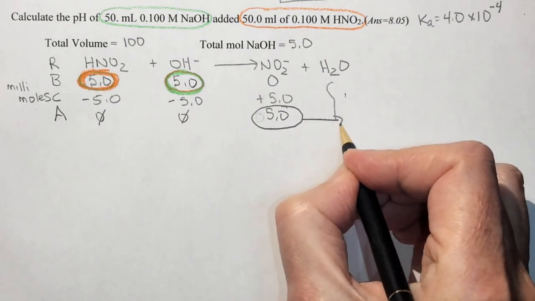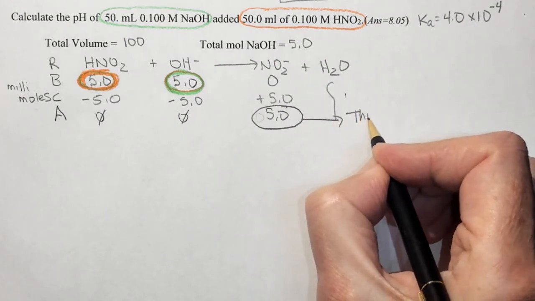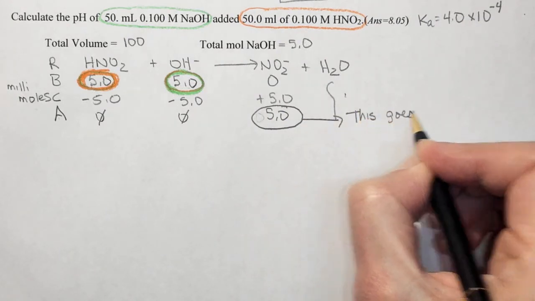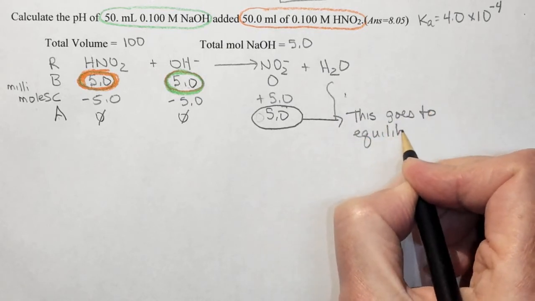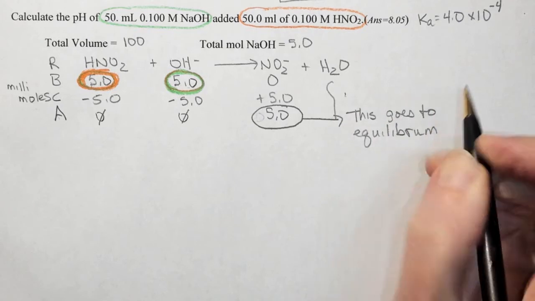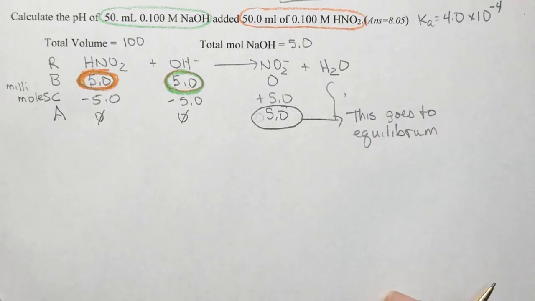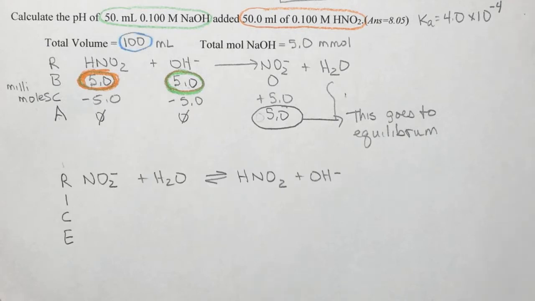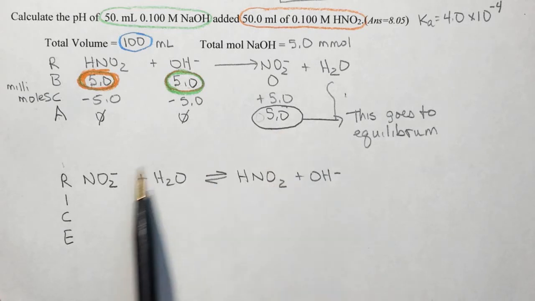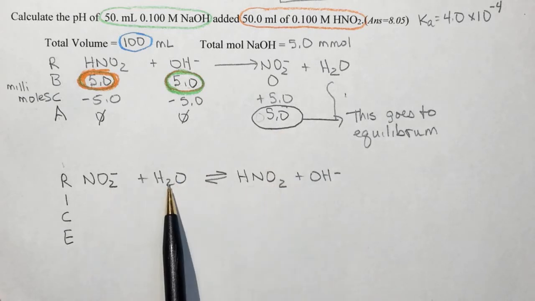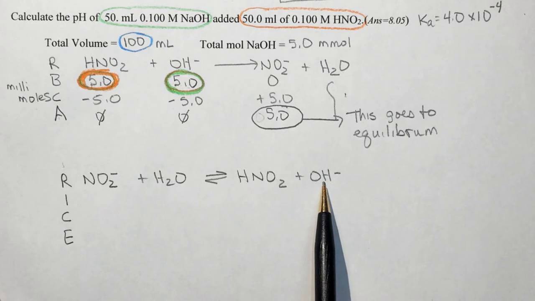So this goes to equilibrium. Which brings us to the second part of the problem. We're going to end up setting up an ICE table. So we have 5 millimoles of the NO2 minus. This is going to go to equilibrium, so I'm showing the equilibrium that will be established with water. And notice we're going to be producing some hydroxide ion.